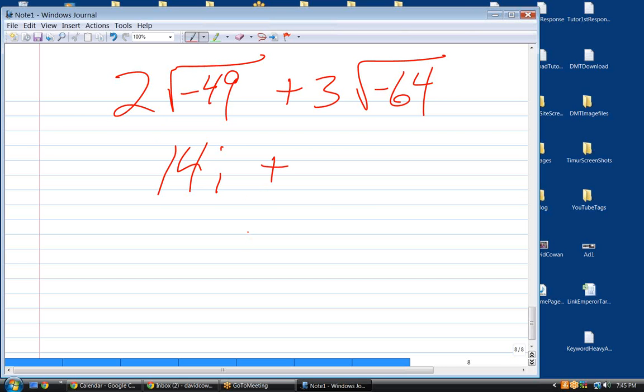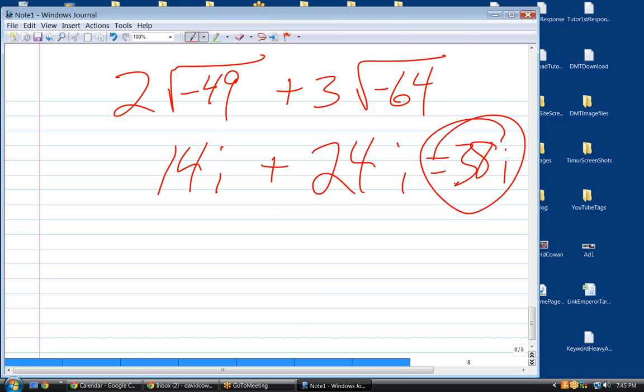Plus 8, yeah, 8, so 24i... and equals 38i. Yeah, and that is in a plus bi format. It's just that a is 0. So that would be a sufficient answer.